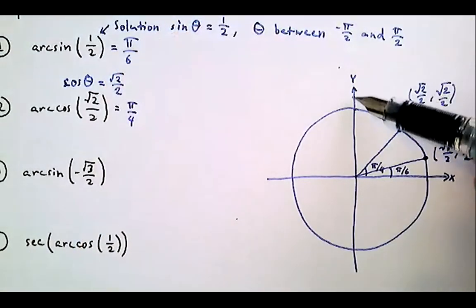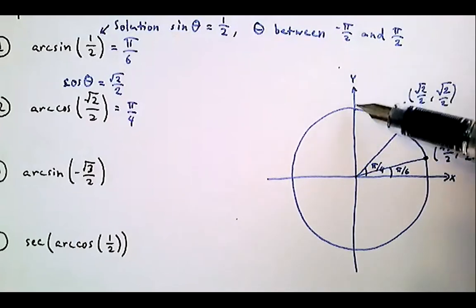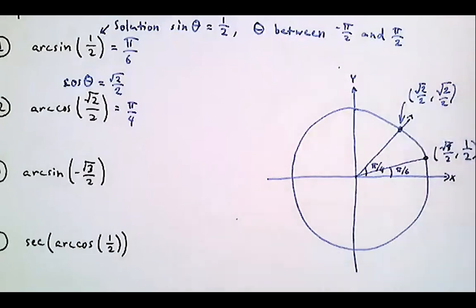Pi over 2 is actually the vertical here. Yeah, no, I didn't want to pretend I was awake yet. Got it.